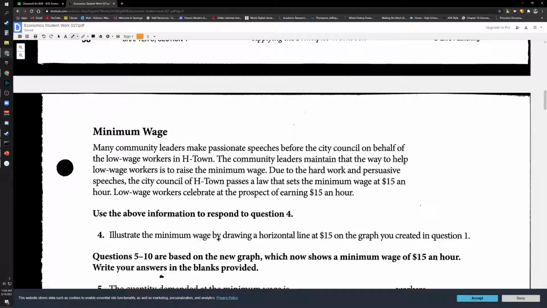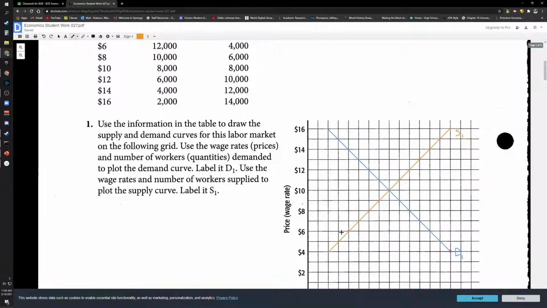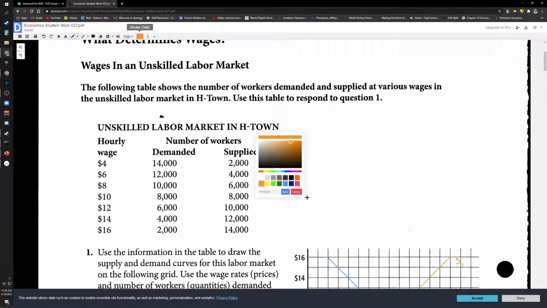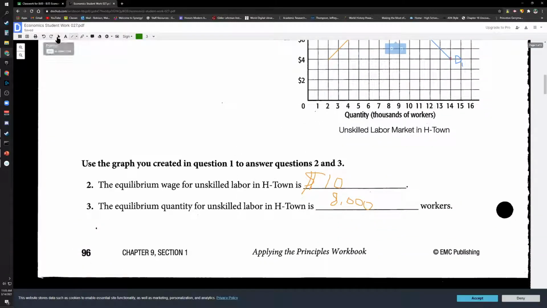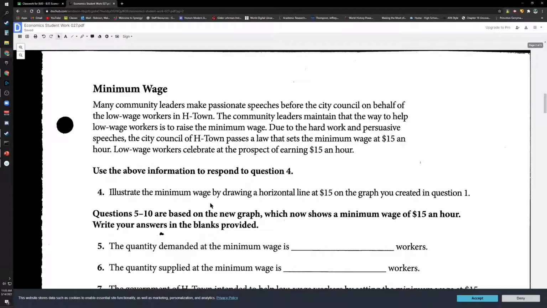Illustrate the minimum wage by drawing a horizontal line at $15 on the graph. So you come back up here, and I'm going to change this color again. I'll make it green, okay? Then we're going to select our line, and we want to look at $15, which is right here. Make that go across. Boom. So that's our wage floor. It does not say that you have to label it, so you don't have to.